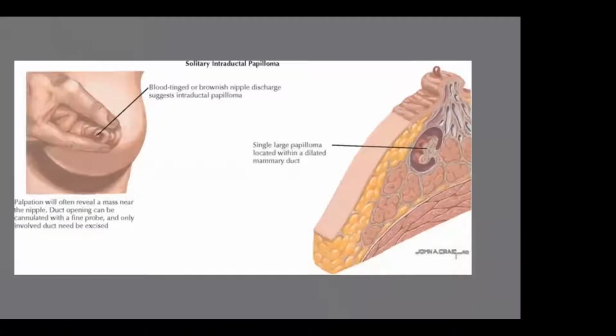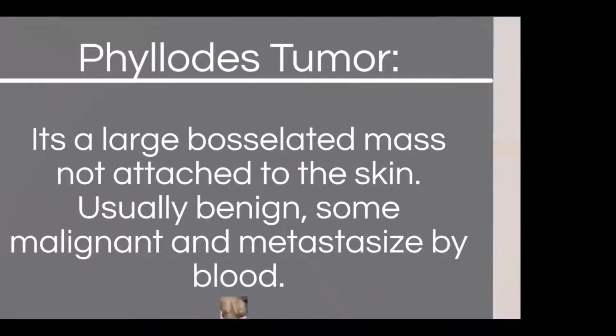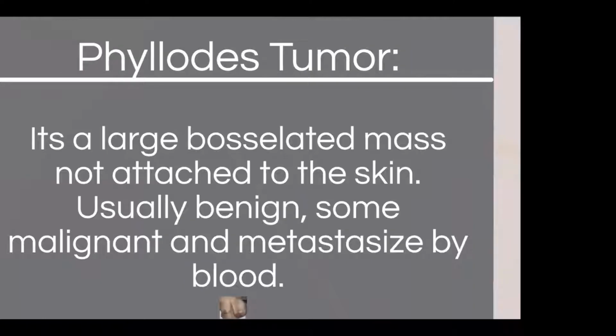Okay, let's talk about the phyllodes tumor. It's a very large bosselated mass. It consists of a fibroepithelial tumor, and it's not attached to the skin. Usually it's benign, but if it's malignant and it metastasizes, it goes through the blood. We treat it, if it's small and manageable, with a local excision. And if it's very large, we would do a mastectomy.